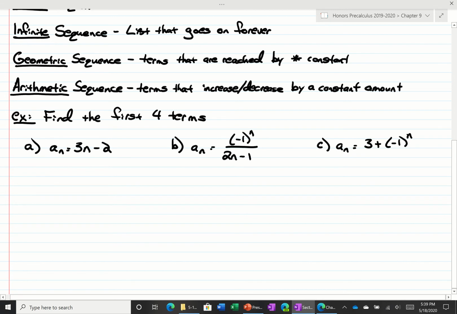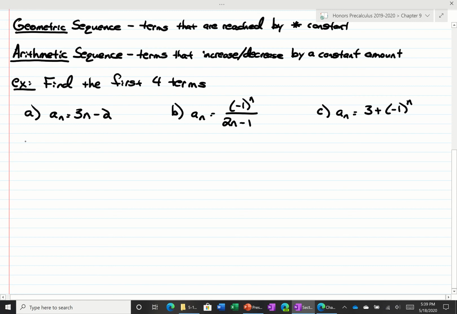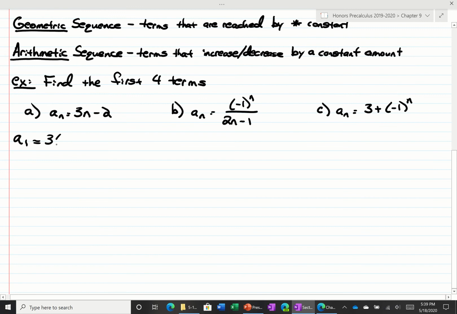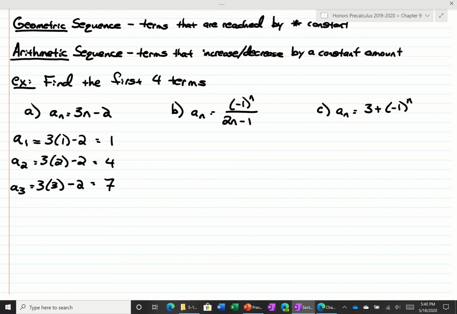All right, so the first term a sub 1 is going to be 3 times 1 minus 2. A sub 2 is equal to 3 times 2 minus 2. And a sub 3 is equal to 3 times 3 minus 2. So 3 minus 2 is 1. 6 minus 2 is 4. 9 minus 2 is 7. All right, so you can see that we're adding 3 each time to get the next term. So that would be an example of an arithmetic sequence.